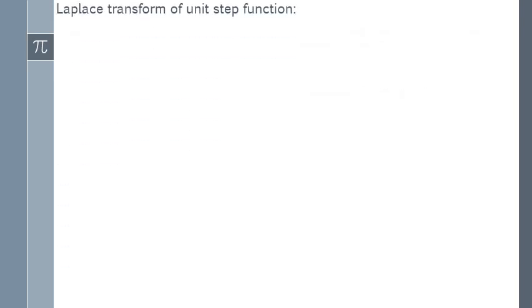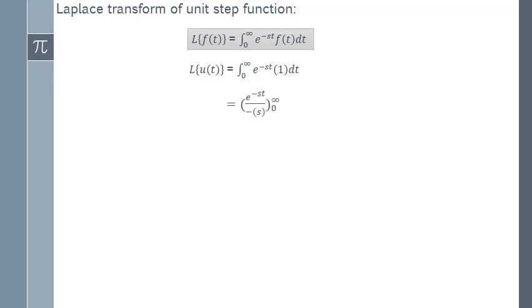Next we proceed to find the Laplace transform of the unit step function, which is nothing but L of u of t is the integral from 0 to infinity of e power minus st times 1 dt, by the definition of the unit step function along with the definition of the Laplace transform. Integrating this, we get the answer as 1 by s.